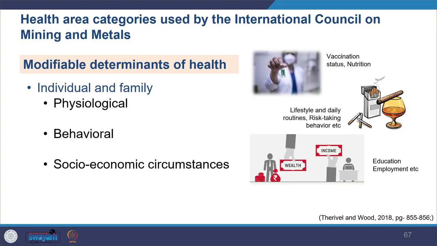And now they also provide guidelines for modifiable determinants of health. So you are looking at the health determinants. The health determinants include individual and family factors, like their physiological condition, behavioral condition, and socioeconomic circumstances. Physiological conditions include the vaccination status and nutrition level. Behavioral aspects include lifestyle and daily routine, physical activity, use of tobacco, alcohol, and so on. And socioeconomic circumstances include income and wealth, education and learning, employment and economy.